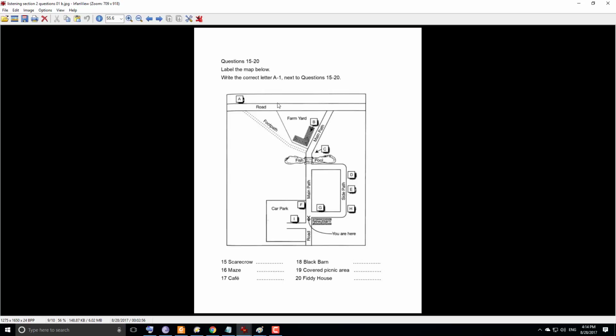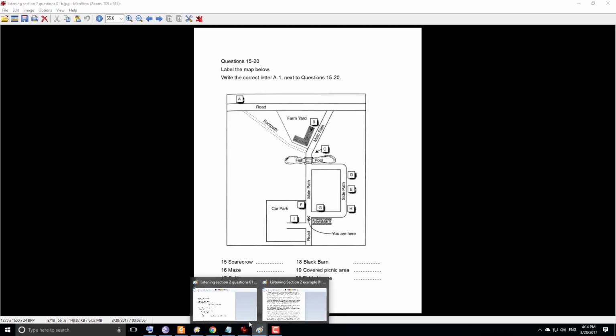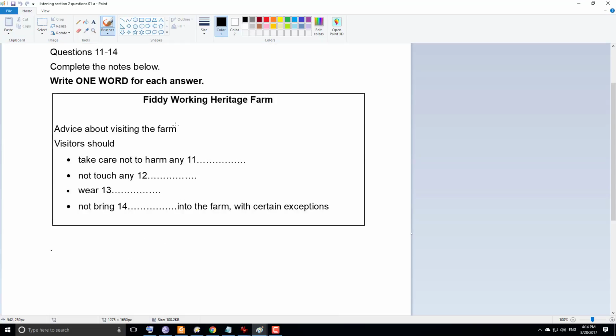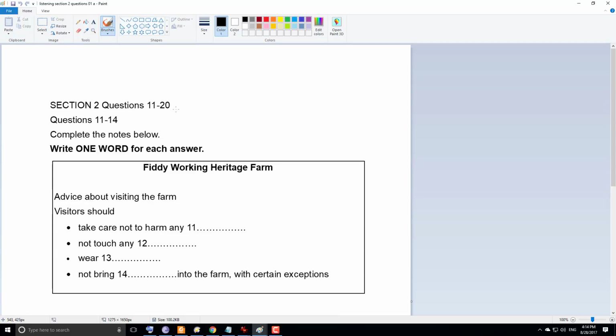A very common question type in section 2 of the test, because of course in section 2 we have a guide talking. So let's go back to the first question type. Again, please have a look at the instructions. Today we're only writing one word for each answer. So let's have a look at the title.